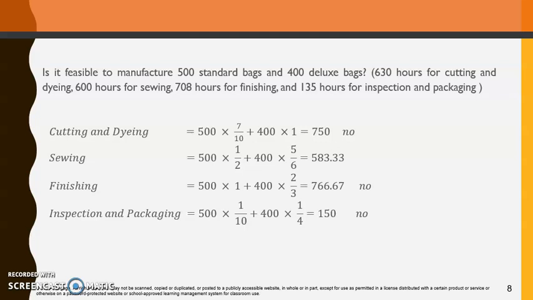So if you are asked how much we need to add to the current capacity of the cutting and dyeing department to make it feasible to produce 500 and 400, okay, 750 minus 630 would be 120 hours are needed to make cutting and dyeing feasible.